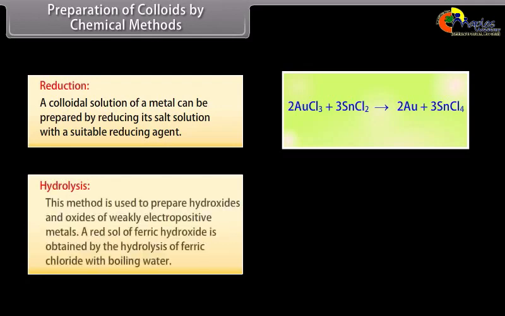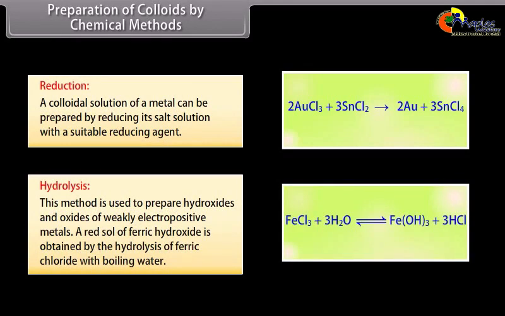Hydrolysis: this method is used to prepare hydroxides and oxides of weakly electropositive metals. A red sol of ferric hydroxide is obtained by the hydrolysis of ferric chloride with boiling water.